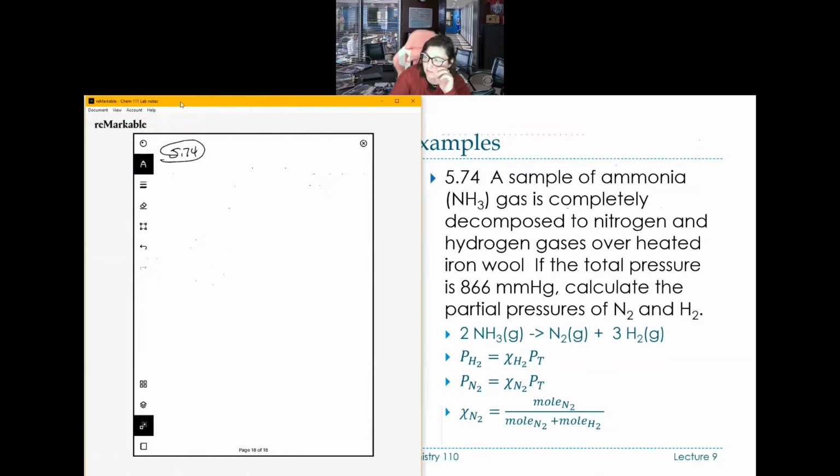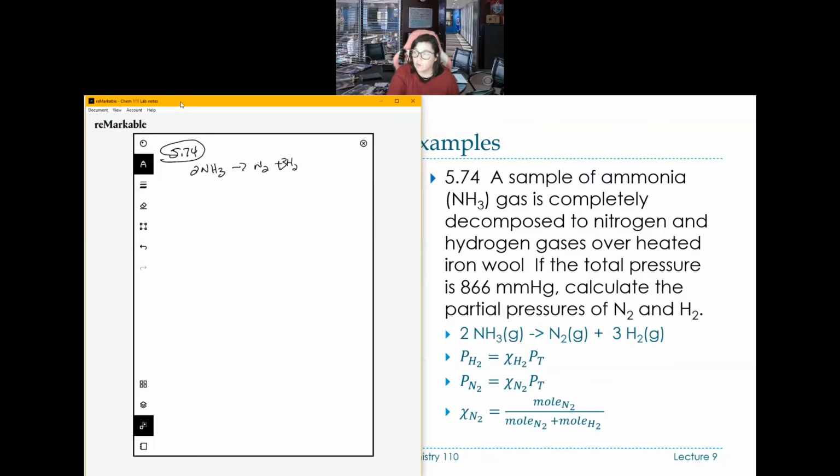A sample of ammonia is completely decomposed to nitrogen and hydrogen gases over heated iron wool. If the total pressure is 866 millimeters of mercury, calculate the partial pressures of N2 and H2. Well, the first thing I have to do, I know that NH3 goes to N2 plus H2. I'm going to balance the N2. I need 2 NH3s. 2 NH3s gives me 6 hydrogens, so I need that there. So that's my balanced equation for this.